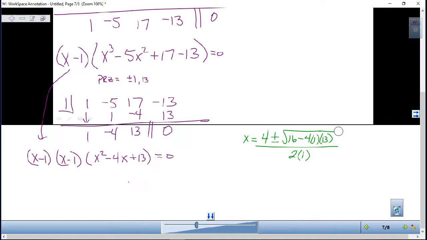Now, when we go to simplify here, we're going to have 4 plus or minus the square root of 16. Well, 4 times 13 is, 4 times 10 is 40, 4 times 3 is 12. You end up with 52. So you end up with 16 minus 52. And when you do that, you're going to get what? Negative 36.